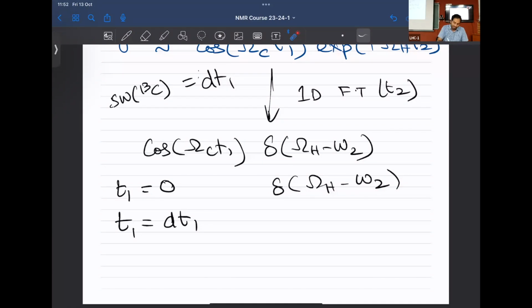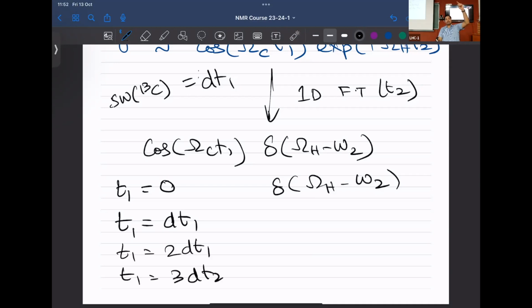Correct? You keep on doing this experiment where the next one is 2 times dwell time. The next experiment is 3 times dwell time. What is going to happen? This signal will get modulated based on this time delay that is being changed. True? Remember, you have a modulation.